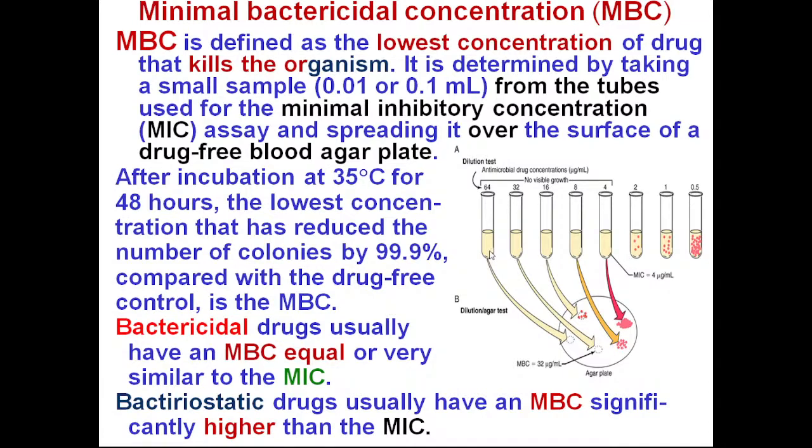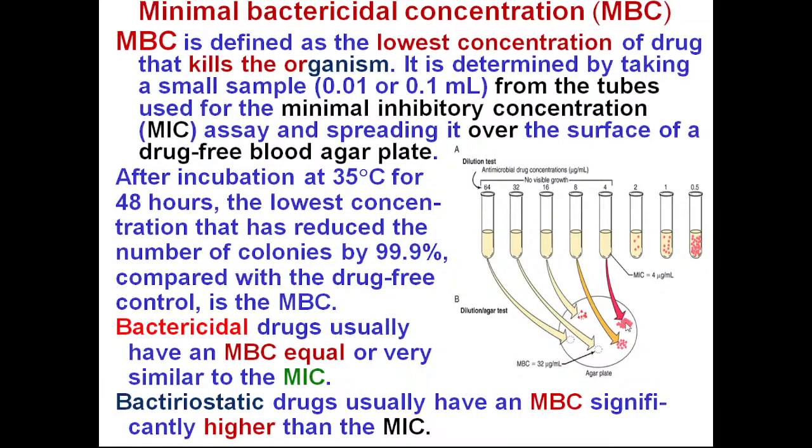If they are still alive, it is a bacteriostatic drug. If they are killed, it is a bactericidal drug. So then to identify whether this drug is bactericidal or bacteriostatic, we have to take a sample from the tubes used for the minimal inhibitory concentration assay and spread it over the surface of a drug-free agar medium, right? So then, if we place this sample from the tube with the minimal inhibitory concentration, the first one where we don't see the growth of bacteria, it is 4 milligram per ml.